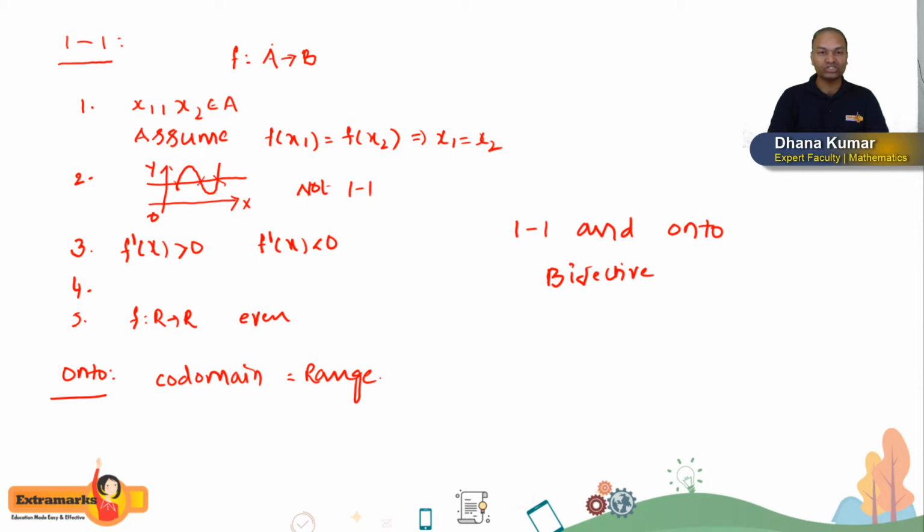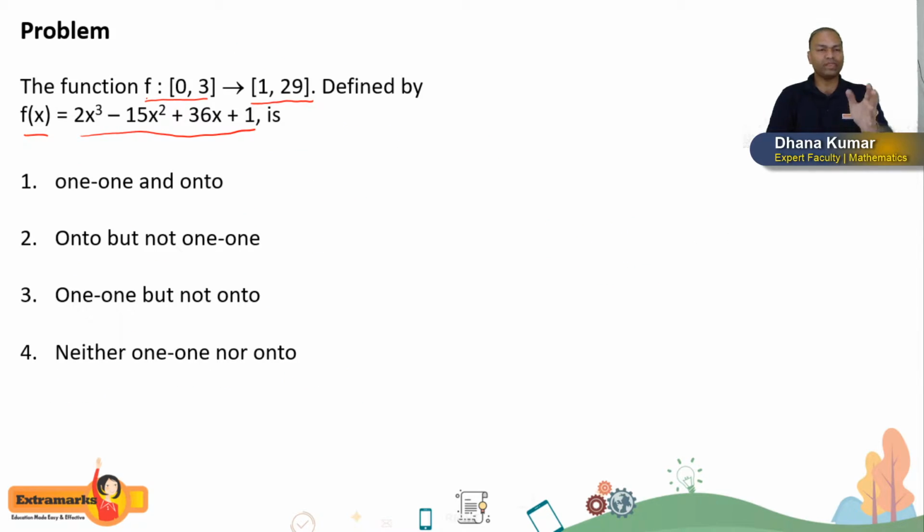Now one by one you see the problems. Right, this is our question. Here the domain is the closed interval 0, 3 and the codomain is the closed interval 1, 29. And f of x is equal to a third degree polynomial. Then this function is one-one or not, onto or not. Just you have to cross check it.